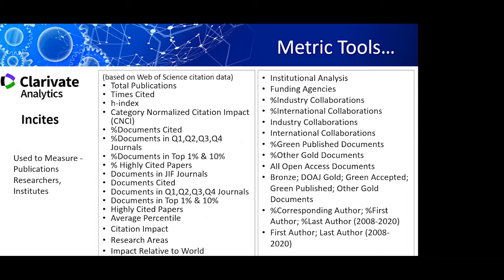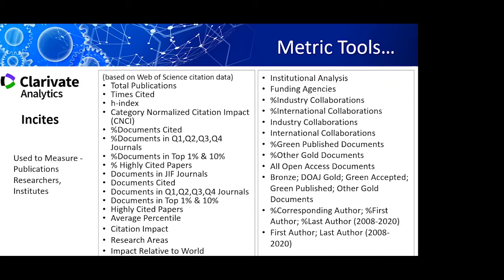This provides the metrics and indicators for evaluating the total publications and times cited. You can find the H-index and the category normalized citation impact, CNCI, particularly from the Web of Science, and the percentage of documents cited, which you can generate ready-made for a particular period and a particular author. Then the percentage of documents in quarter 1, quarter 2, quarter 3 and 4 journals, and the percentage of documents in top percentiles, in the 1 percentile and 10 percentiles, which you can generate ready-made here.